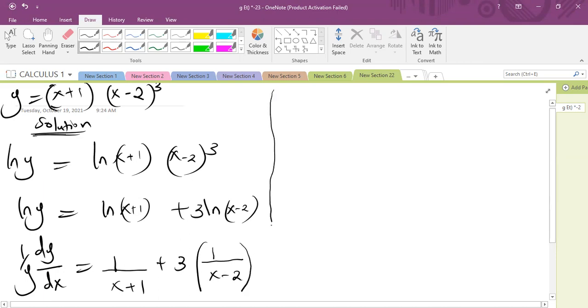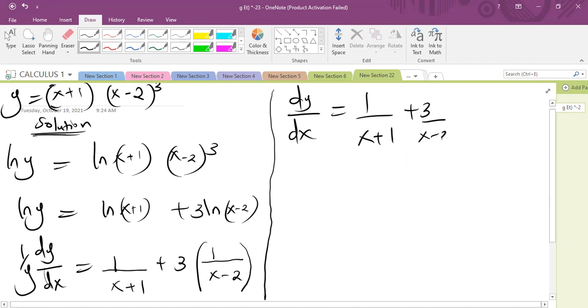So what's going to be our answer? Remember what we were looking for was the derivative, so we were looking for dy/dx. Make dy/dx the subject of the formula. We will have (1 over x + 1, plus 3 over x - 2), all this multiplied by y. We remove this 1 over y on this side and bring it to the other side. It's the same as multiplying by y. So this is our answer.